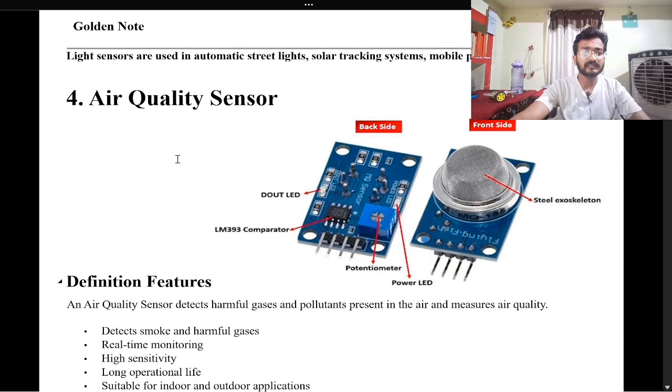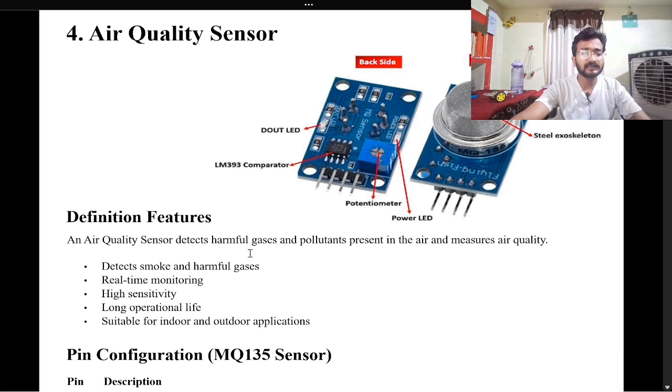Here we have our fourth sensor, which is air quality sensor. This is the physical appearance of this sensor. Here we have potentiometer, 4 pins, steel exoskeleton. This is the front side and this is the back side.